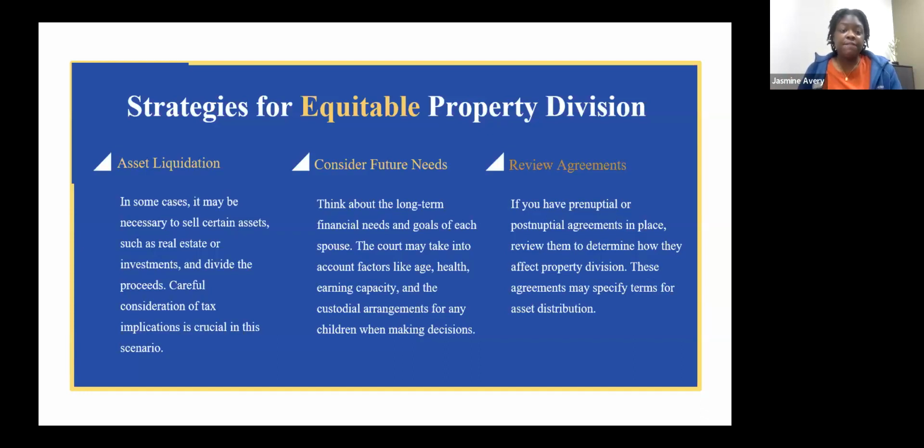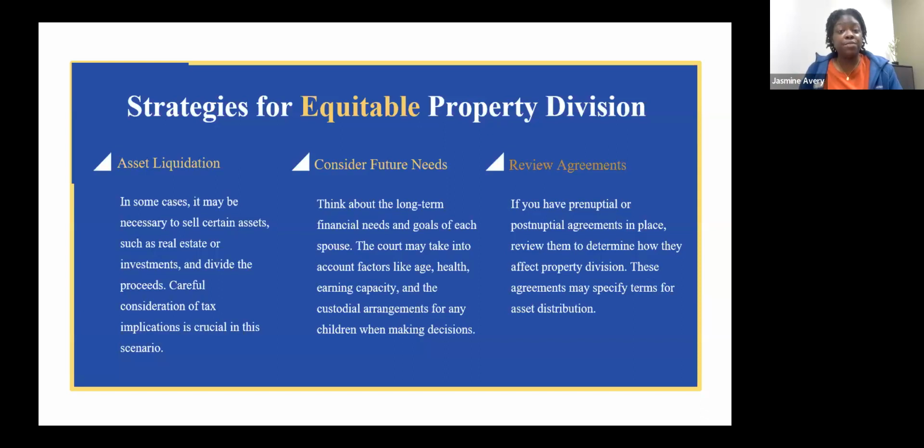Considering future needs. When we're talking about dividing up property, you're going to want to think long-term, not short-term, because the decisions you make in your divorce are going to affect you for years to come. When you decide to take money out of your retirement now, or to give someone 65% of your retirement, that's going to affect you when you get to your retirement years. So the court will also take into consideration other factors: age, health, earning capacity, custodial agreements when there are children involved, and any other thing that you want to present that could have an effect on the consequences of property division. So consider the future while you're making this present decision.